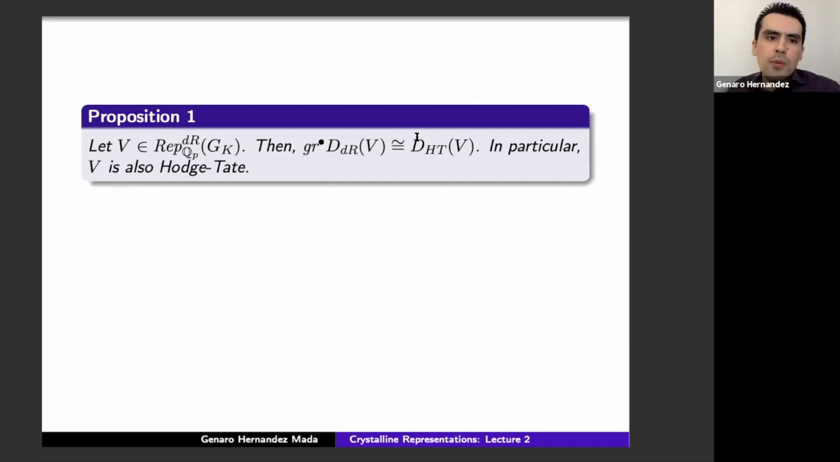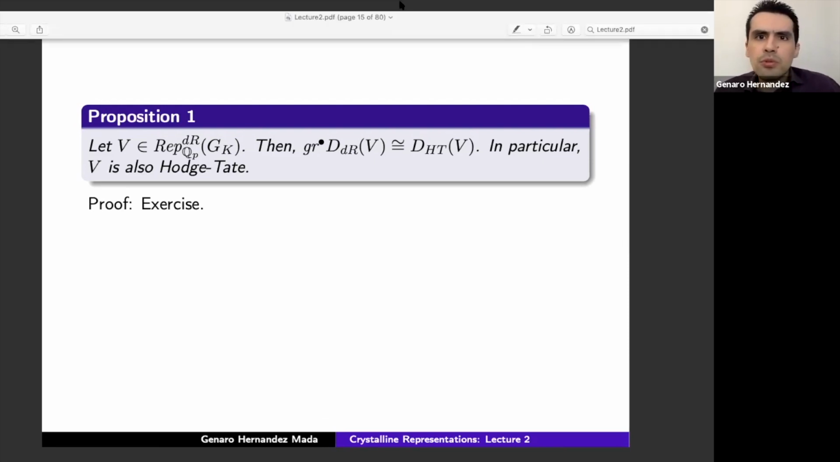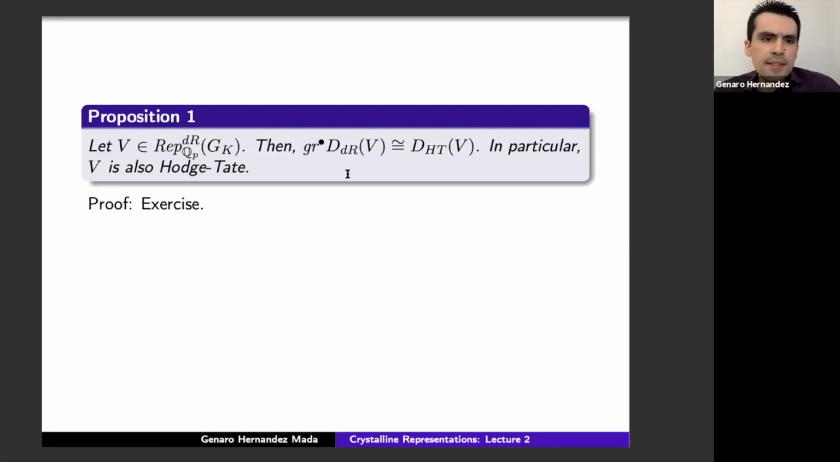So in particular, what we get from here is that the de Rham representation is Hodge-Tate in particular. The proof I'm going to leave as an exercise. It's actually a very simple exercise, if we remember a property that we saw yesterday about the graded algebra of B de Rham, which is actually just the B Hodge-Tate. So that's what we use to get the proof of this proposition.